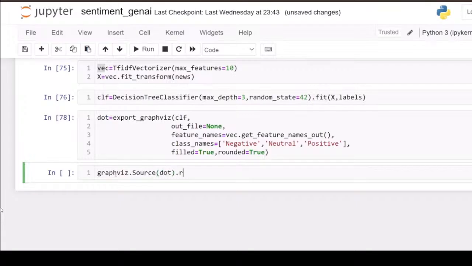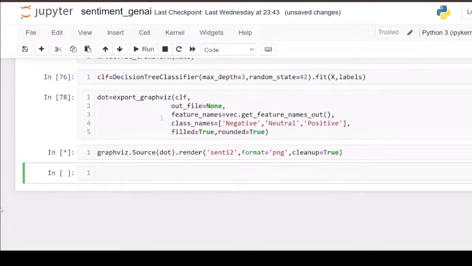dot render, the file name we have to give. There are a number of files, so we have to say it this way, as sent2. I think that will be good, and format will be png. Okay, and the next thing is whether any cleanup is required, you have to say cleanup equals to. Okay, this is how you have to call it, and if you are good, we'll get our classifier.